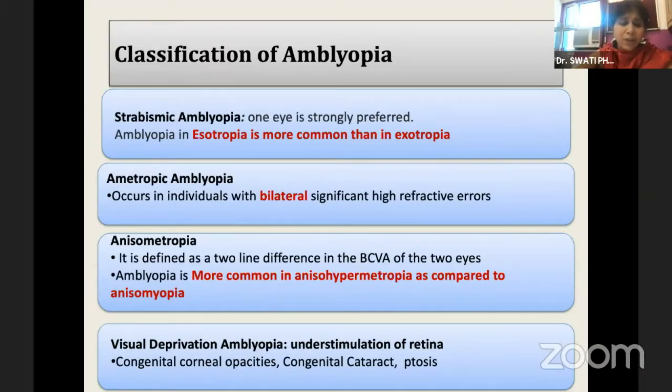In anisometropic amblyopia, basically there has to be a two line difference between the two eyes to call it amblyopia, and it's more common with anisohypermetropia as compared to anisomyopia. It's an abnormal binocular interaction between the two eyes that leads to amblyopia. The most difficult amblyopia to treat is visual deprivation amblyopia, seen with congenital corneal opacities, cataracts, or any other media opacity.